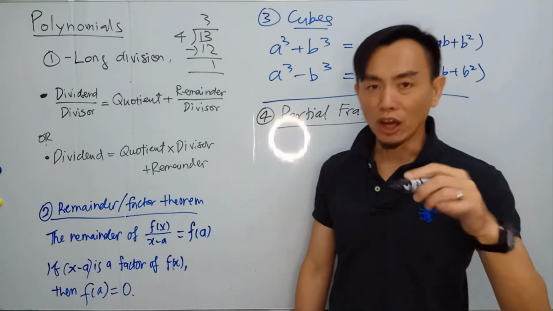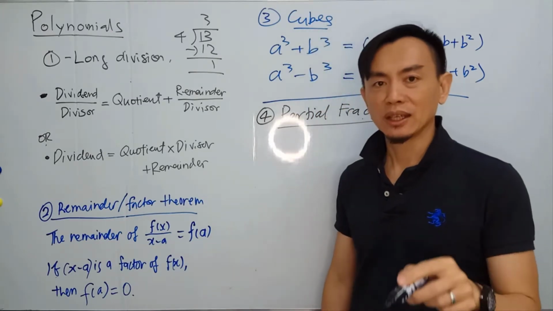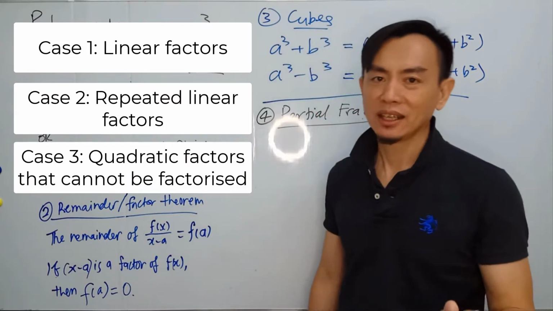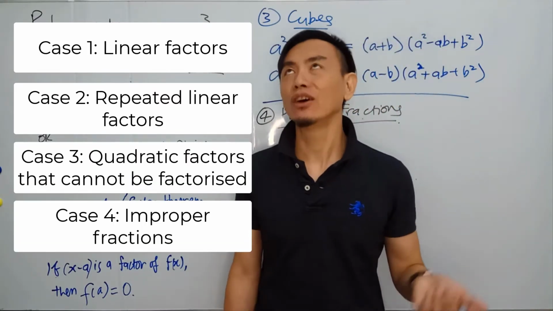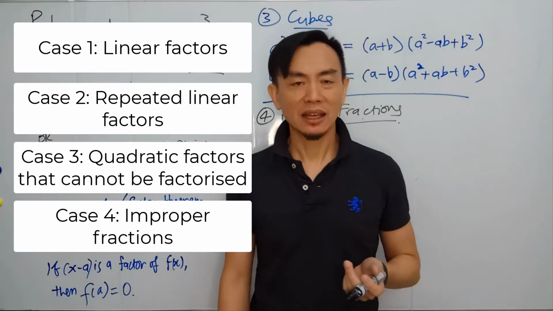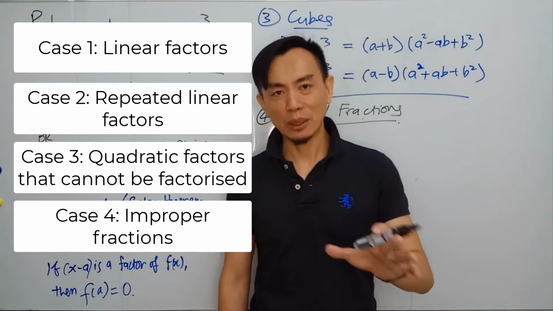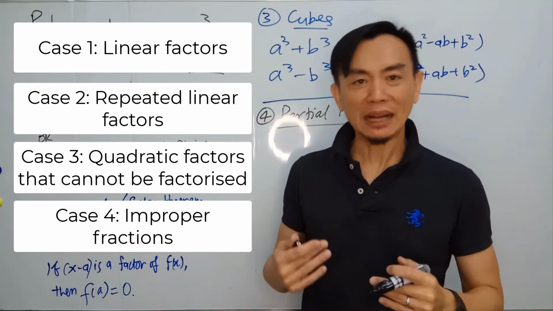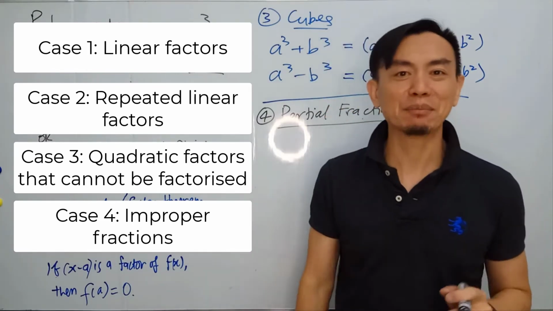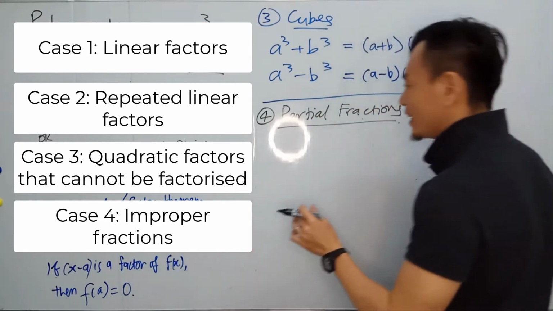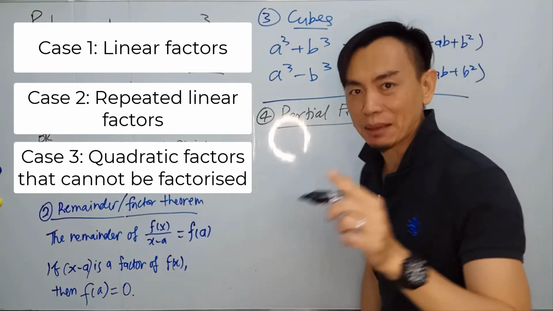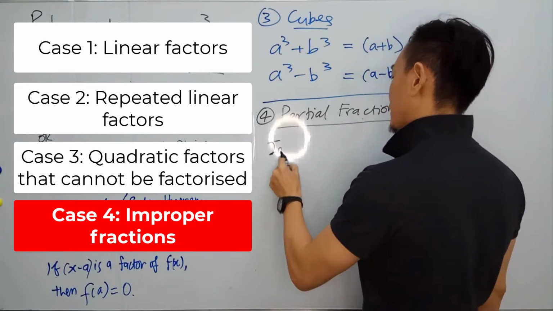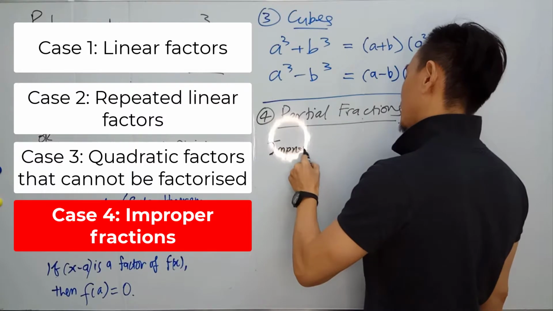However, I'm not going to organize it in the same way as the way you see in the textbook, like case 1 linear, case 2 repeated linear, case 3 quadratic that cannot be factorized, case 4 you have improper fractions. The textbook organized it that way because you learn it in that order, from the easiest to the most difficult. But when you look at the question in the exam, the first thing you have to look at is whether the partial fraction is a proper or improper fraction. Okay, so we'll check the first thing whether it's an improper fraction.